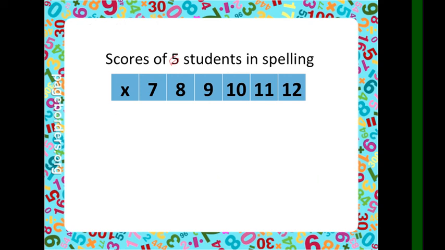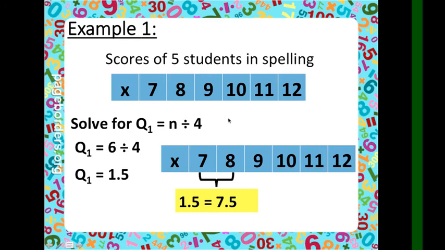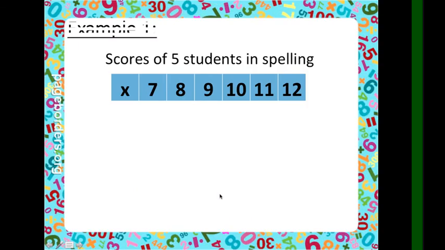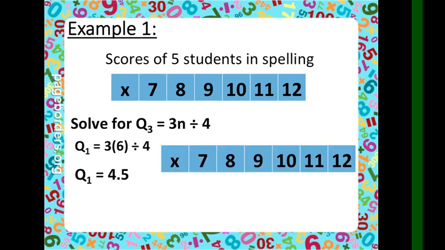This is just the same with quartile 1. Okay? So in quartile 1, we have 1.5. So we have 1 and then 1.5. So 7.5 is the answer. In here, we have 4.5, so we will count 1, 2, 3, and 4, and then 0.5, which is the half of 10 and 11, and that is 10.5.